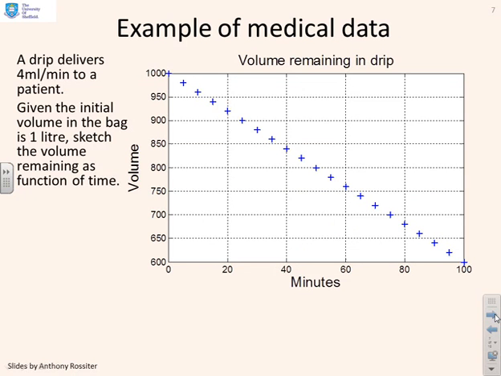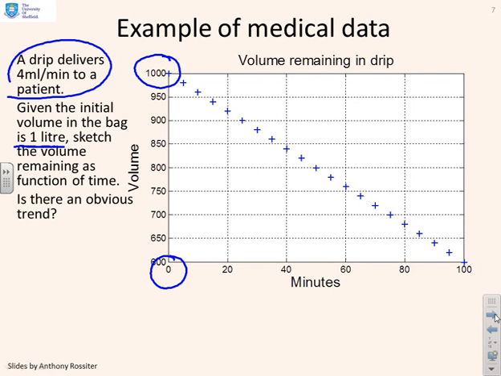Here's a different example, taken from a hospital. A drip delivers 4 millilitres per minute to a patient. Now, given the initial volume in the bag is 1 litre, sketch the volume remaining as a function of time. So you'll see at time 0, there it is, we start with 1,000 millilitres in the bag, or 1 litre. And then we're going to lose 4 millilitres every minute. So you'll see we've plotted all these crosses to show how the volume reduces with time.